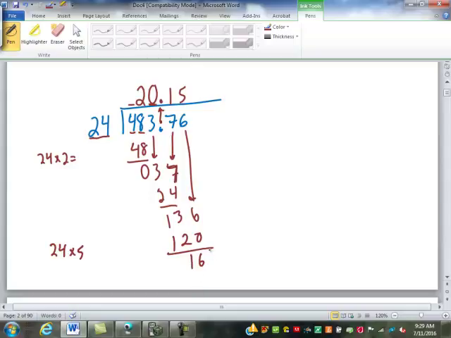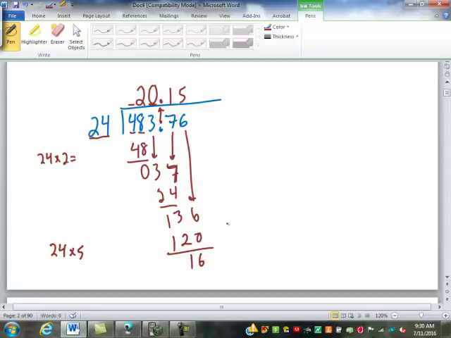How do I know if that's right? How do I know that I didn't need to try 6 there? Well, this 16 is less than 24, isn't it? So I'm good. If that 16 were 24 or larger, that would tell me that I'd have to take it out more than 5 times. I'd have to try a different number up here.